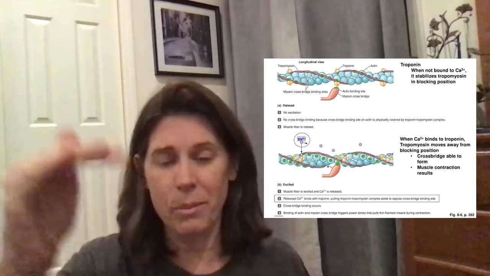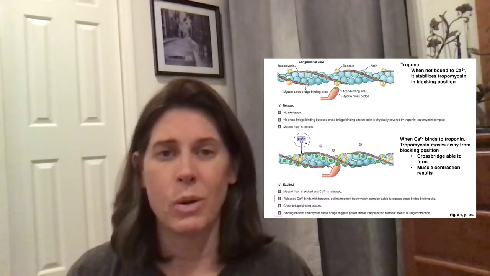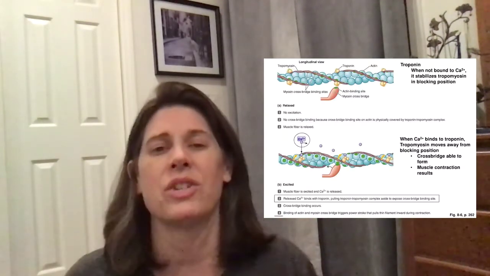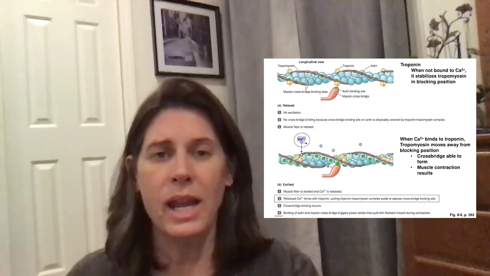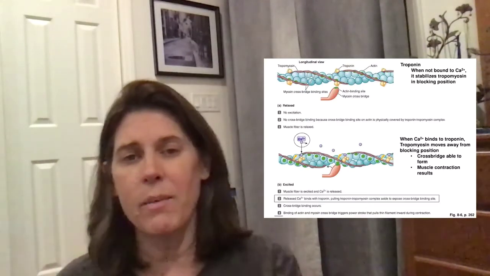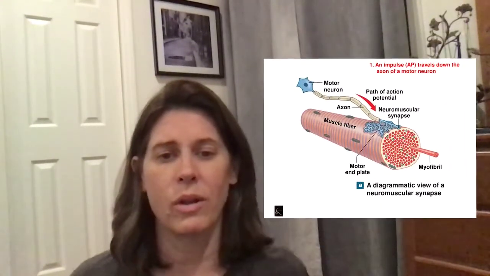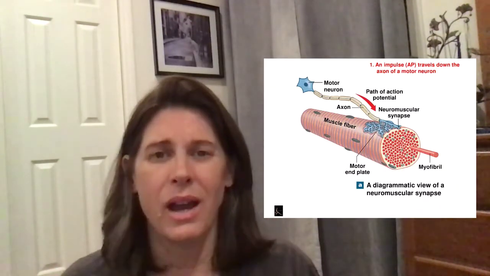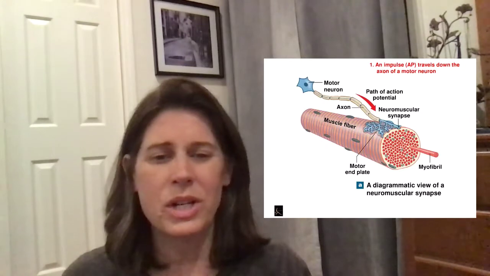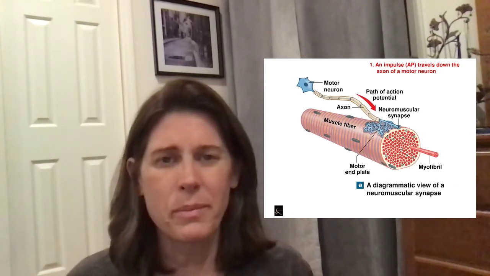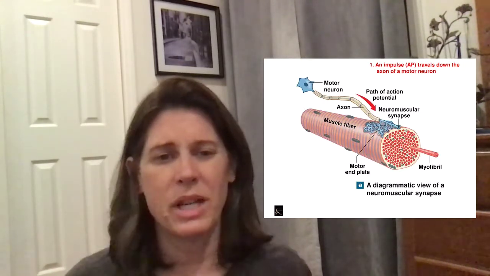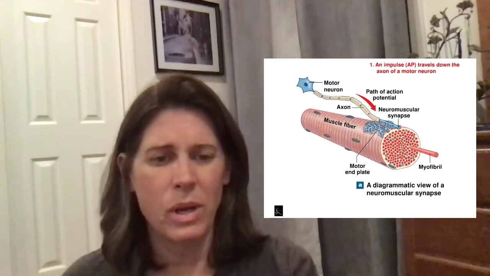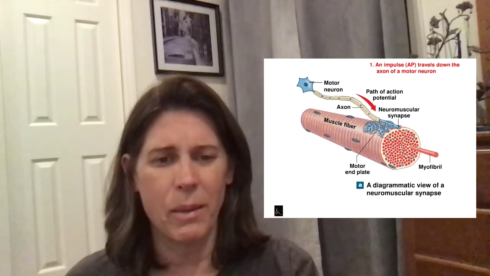So it's these steps that you're going to need to remember, to explain how a skeletal muscle contraction occurs. And remember, we start that by stimulating the skeletal muscle with a motor neuron. So here's our motor neuron. It should originate in the central nervous system. It sends an action potential down its axon to the synapse, and we call that a neuromuscular synapse.